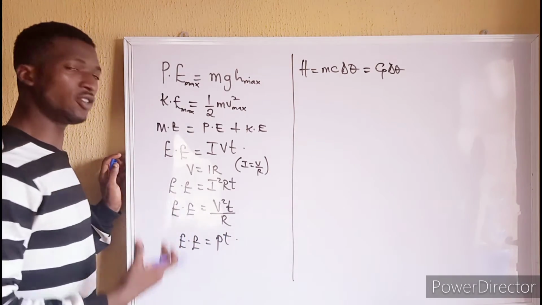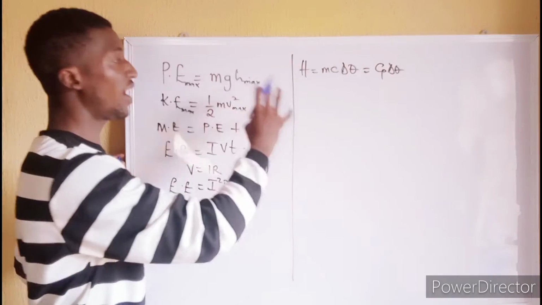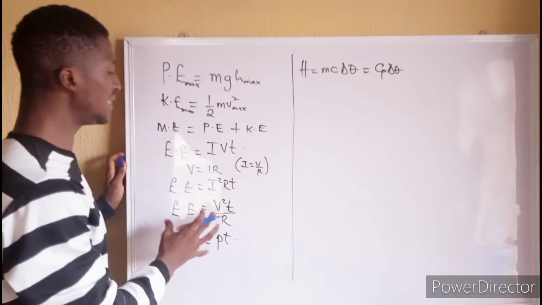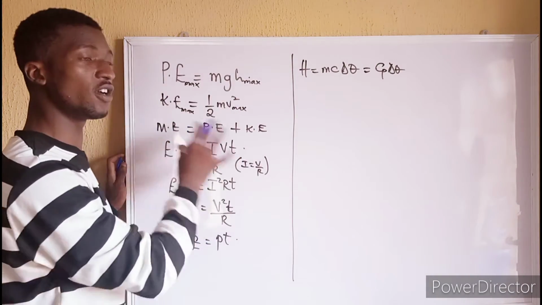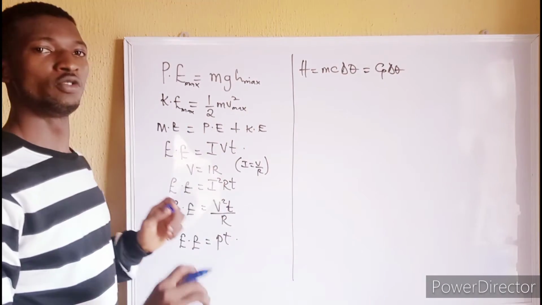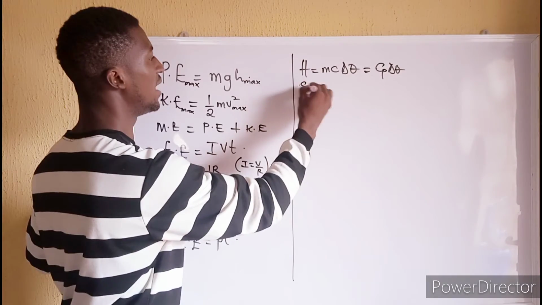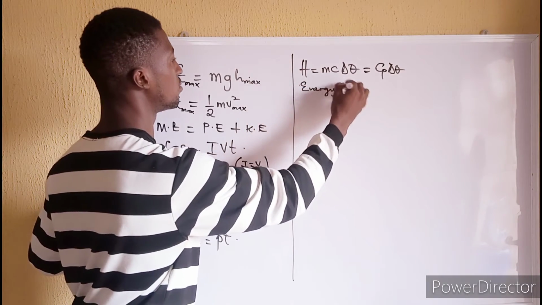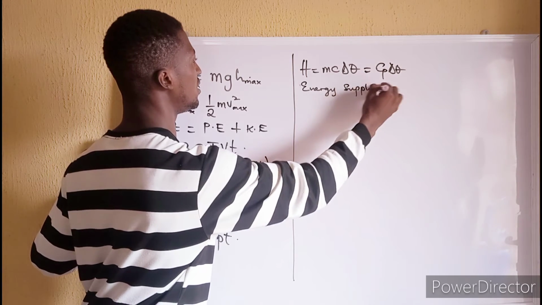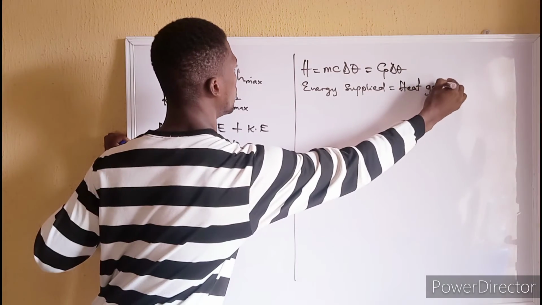Now, according to the first law of thermodynamics, which was stated earlier, these various forms of energy can be equated to the heat energy, meaning that in my calculation, I will express these various forms of energy directly to this heat energy. And that only happens when heat is supplied directly to that body. That's when we say that energy supplied is equal to heat gained.